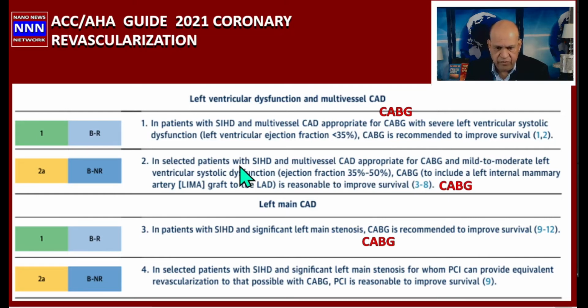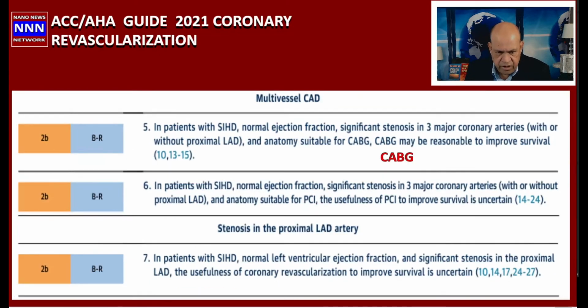Whereas in a patient with stable ischemic heart disease, multivessel CAD, the ejection fraction is 35 to 50%, and it includes left main coronary artery, and you can use the left internal mammary artery or radial artery to do bypass surgery, then it is reasonable to consider coronary artery bypass surgery. Already talked about left main disease, so let's not try to repeat that. Let's move on to the next one, multivessel CAD.